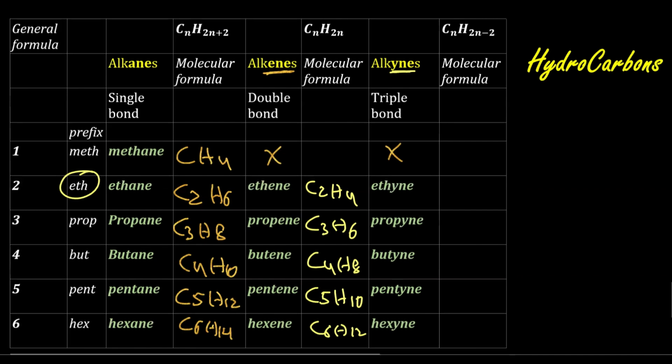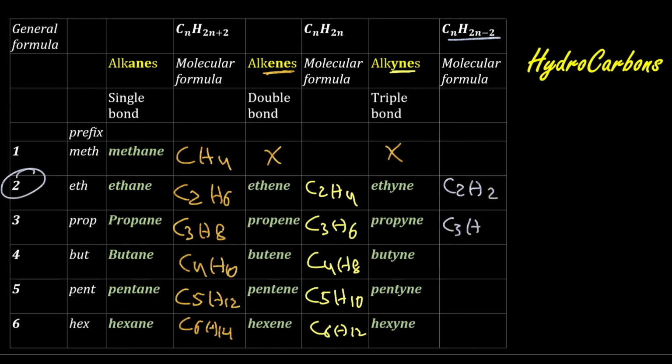The next step is to write its molecular formula. For that, you have to remember the general formula, which is CnH2n-2. If I start by replacing n with 2, it's going to be C2H, 2 into 2 is 4, 4 minus 2 is 2. Similarly, it is C3H, 3 into 2 is 6, 6 minus 2 is 4.